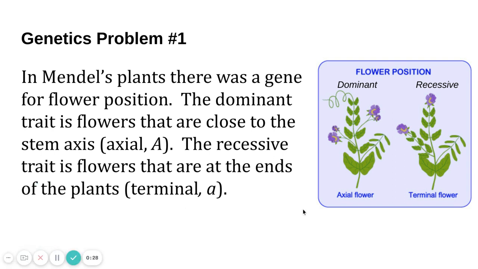Genetics problem number 1. In Mendel's pea plants, there was a gene for flower position. The dominant trait is flowers that are closer to the stem, and that is referred to as axial. And the flowers that are at the ends of the plant stems are terminal, and that is the recessive phenotype. So we'll use the letters big A and little a to represent these 2 forms, axial being the dominant trait, terminal being the recessive trait.